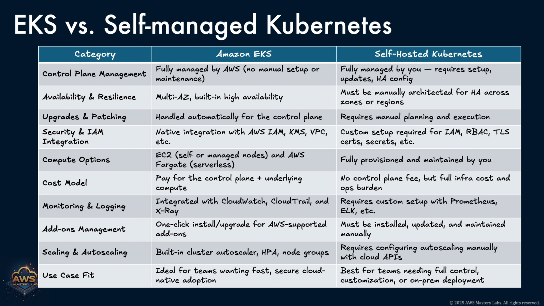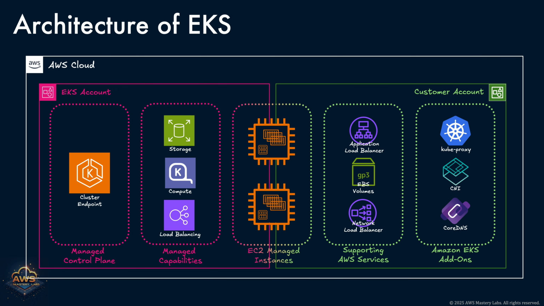EKS is ideal for teams looking for speed, reliability, and secure integration with the AWS ecosystem, while self-hosted Kubernetes is better suited for teams needing maximum control, customization, or on-premise deployments. Let's take a closer look at the architecture of an Amazon EKS cluster.